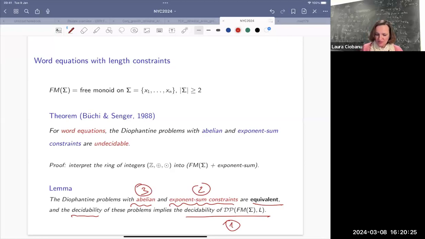But of course, since in the theorem they showed that questions 2 and 3 are undecidable, we're not going to get anything about question 1. Because here it says, if they are decidable, then we know something about question 1. Since they're not, we don't know anything about it.